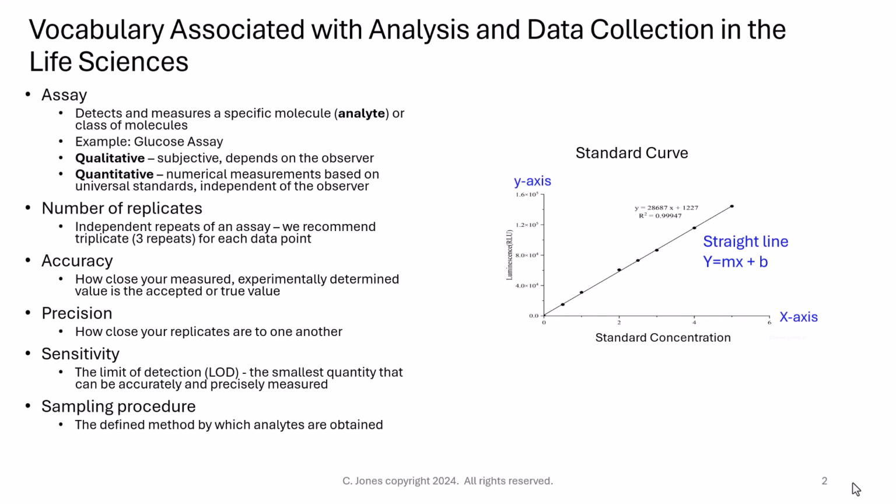And remember also that what we are controlling, what we are changing, is plotted on the x-axis. So in this case, we are changing the concentration. And each time we change the concentration, we are reading the luminescence. So what we read is plotted on the y-axis. And again, lots of times with the standard curve, we are trying to get a straight line because the slope of a straight line is constant.